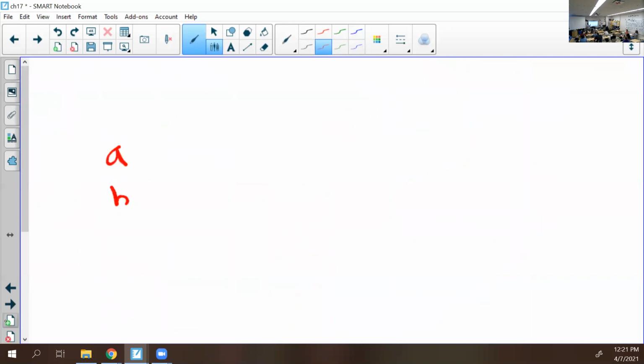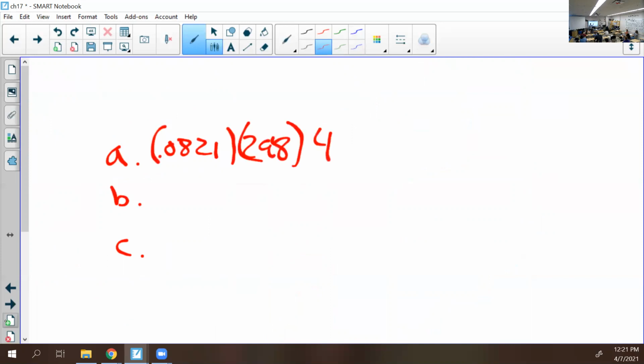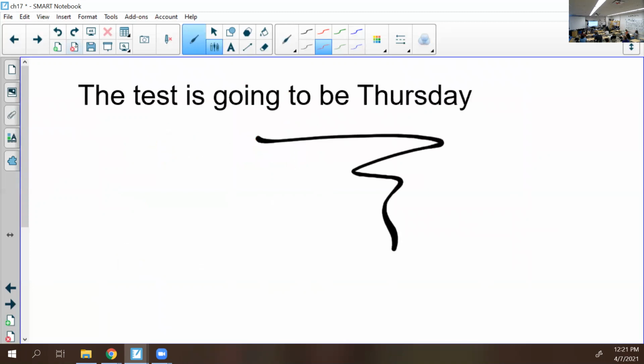So if it was PV equals nRT, and we did one of these before, if it's on the multiple choice and it's a PV equals nRT question, it'd give you like 0.0821, 298, and 4, or something like that. It would give you the setup. You wouldn't have to find the answer. It would give you the setup.